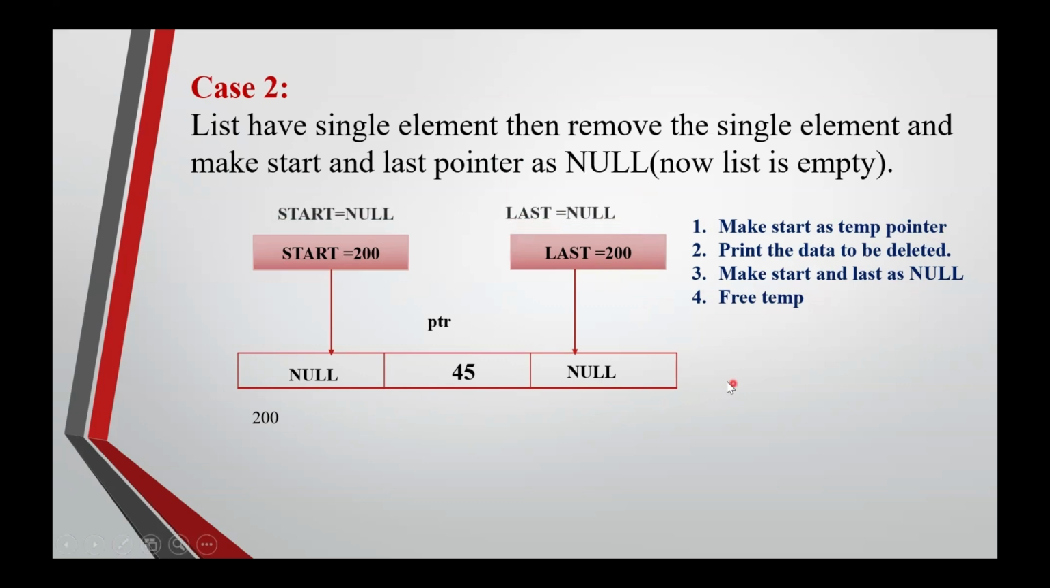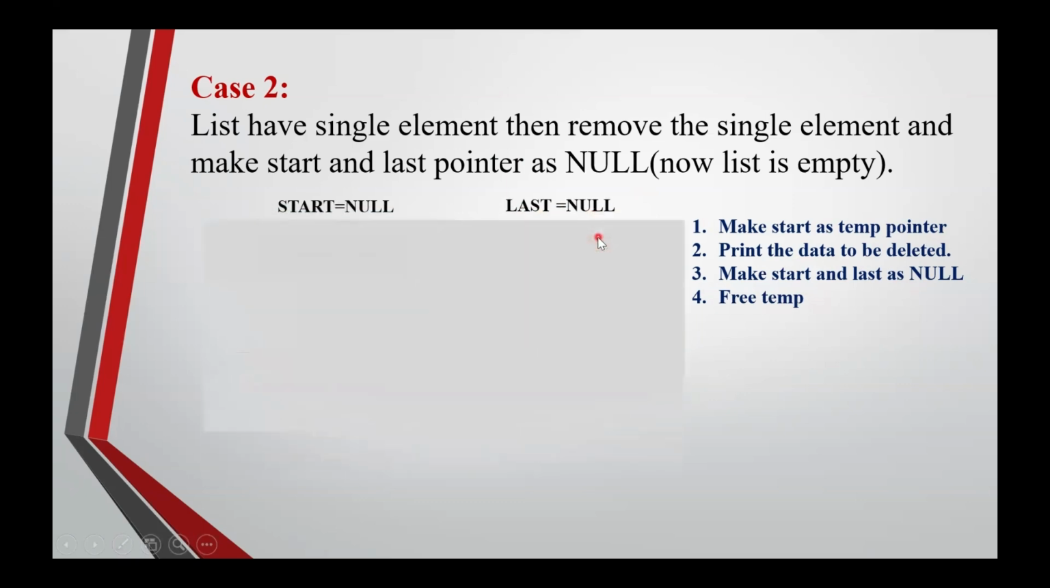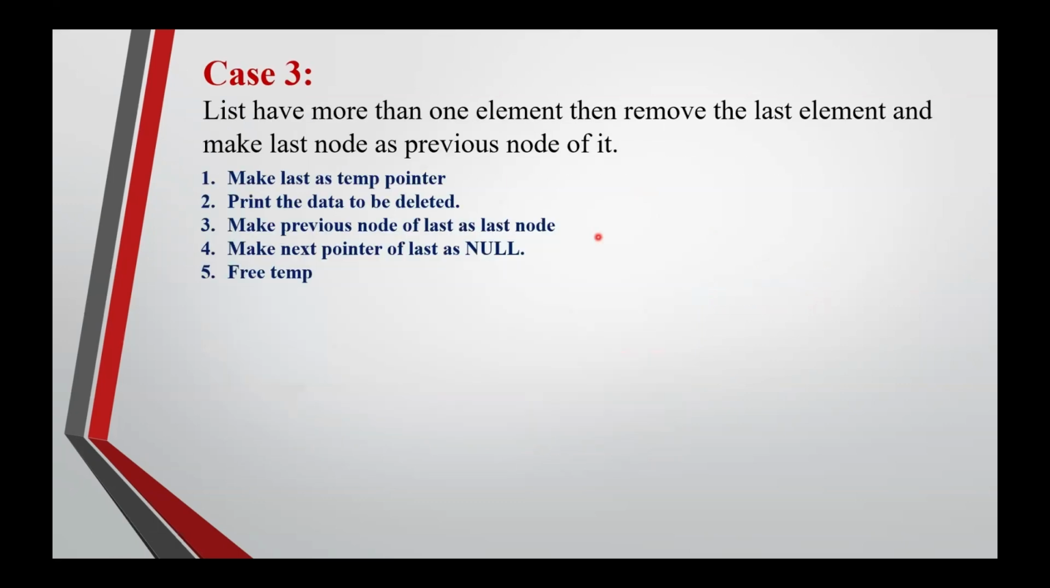So here, same thing, we have to make the last as well as the start null, then free it. Before that, we have to make a temp pointer and print the data. So this is the case we have to do. Third case: if the list has more than one element, we have to make the last pointer point to the previous node and release the last node.